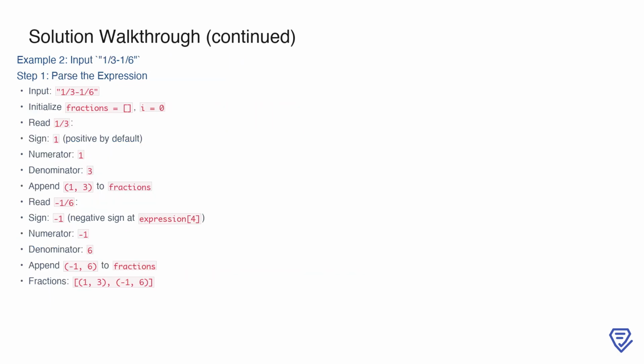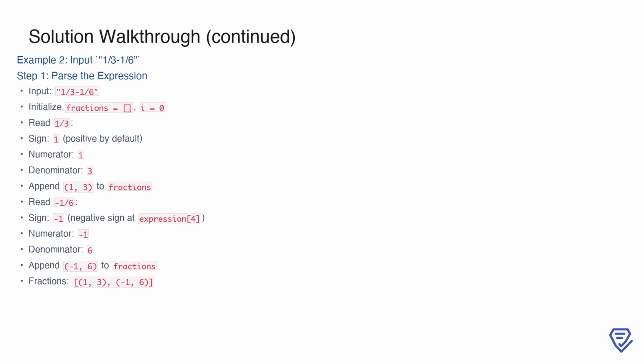For the input 1/3-1/6, we begin by parsing the expression into individual fractions. Starting with an empty fractions list and i at 0, we process the first fraction, 1/3. Since there's no sign at the beginning, the fraction is positive by default. We extract the numerator as 1 and the denominator as 3, giving us 1, 3, which we append to fractions.